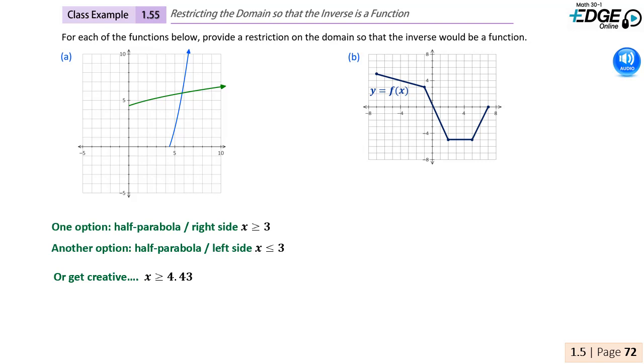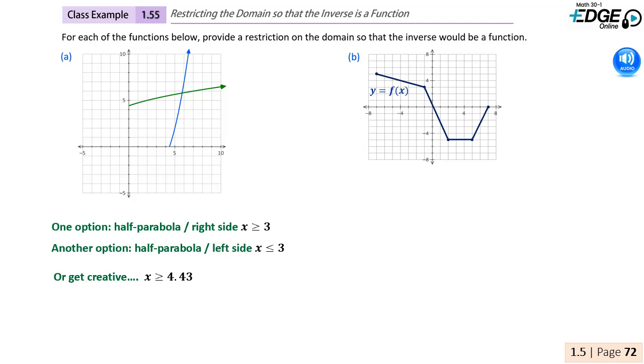If we keep any part of both halves of the parabola, then our original graph will fail the horizontal line test and our inverse will fail the vertical line test. As long as we keep half the parabola or only a portion of that half, then we will pass the horizontal line test originally and the vertical line test in the inverse. So there are actually an infinite number of answers to this question.